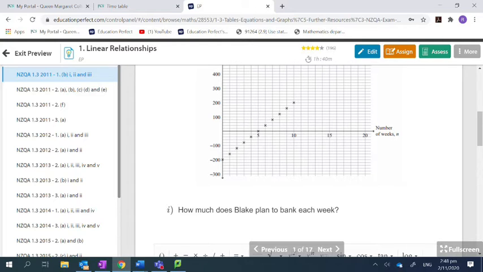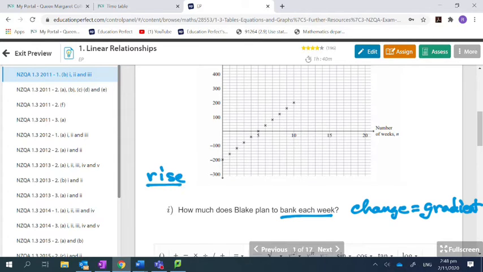Rise over run. You're going to count from one point to another. So how much he plans to bank each week is the same as saying change, which is the same as the gradient. In other words, how much his balance changes is the amount that he's putting in every week. Do you agree? And all we have to do is count it as rise over what? Run. Good.